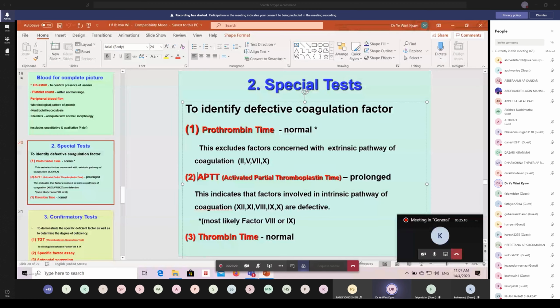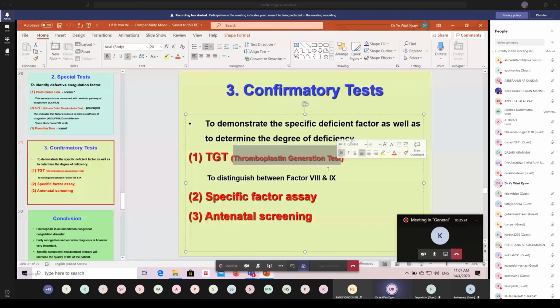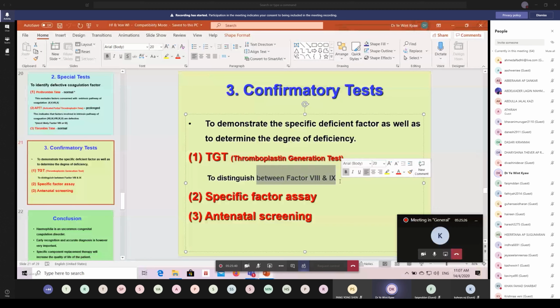Confirmation tests: FATA assay, and TGT, the thromboplastin generation test, to differentiate FATA 8. Now, you need to remember this for MCQ. This generation test can distinguish between FATA 8 and FATA 9. These two, especially these two, are confirmation tests.